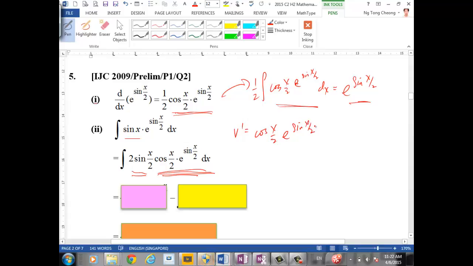Then your u will be, if you want, you may include a 2. It's up to you whether you want to include the 2 or if not, you can just factor out the 2 and then just deal with the integral. So from here, you get your v, which is this.